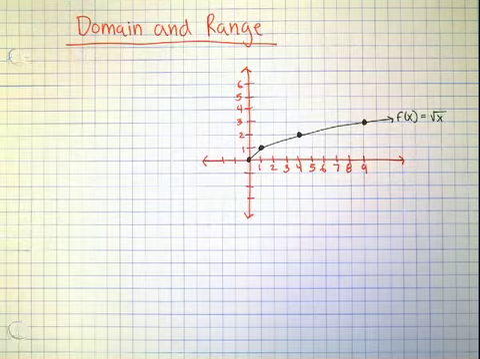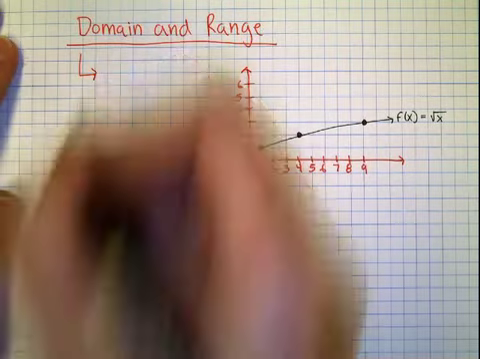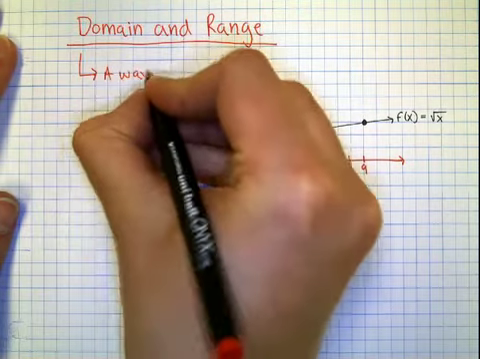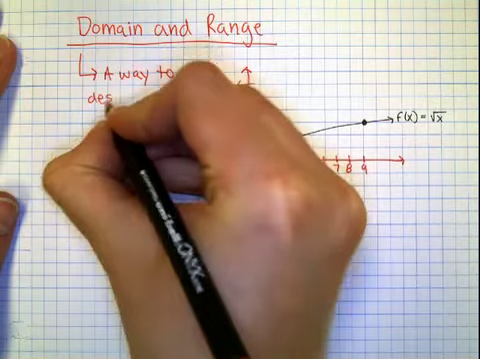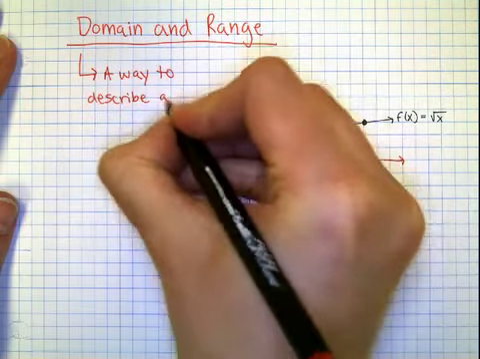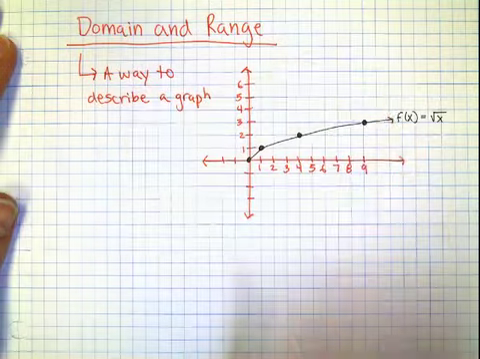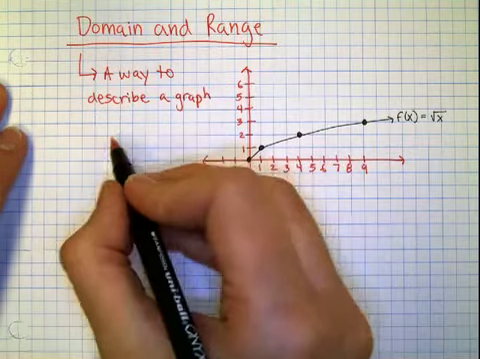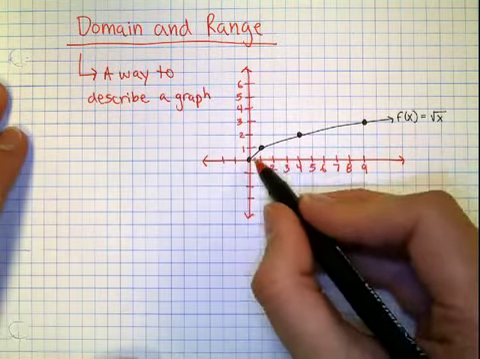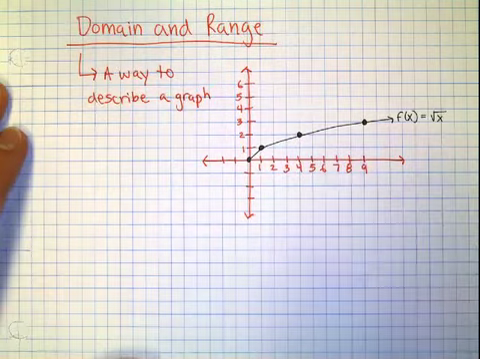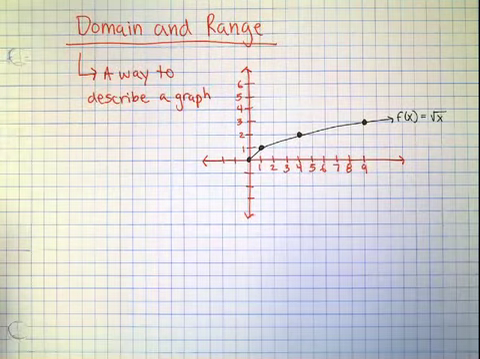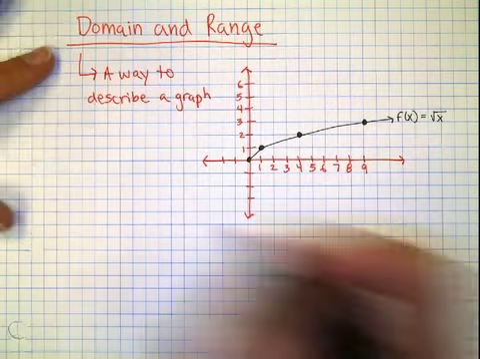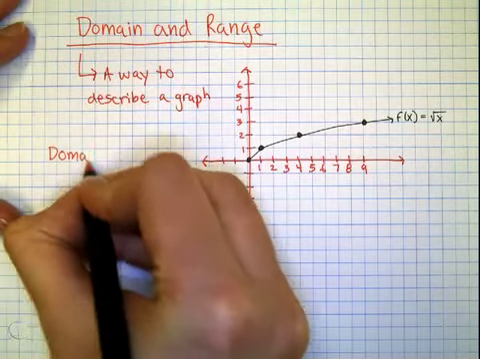What domain and range is, we're going to write a little note down here. It's a way of describing a graph. So I'm going to write: a way to describe a graph. And domain and range is a way to describe a graph, not using words and sentences. I don't mean write a little paragraph about this graph like, oh, it's a really nice graph, it's going up to the right, it's smooth. Not that kind of description. What I mean is a mathematical way to describe a graph using numbers. So there's two pieces. There's something called a domain, and there's something called a range.